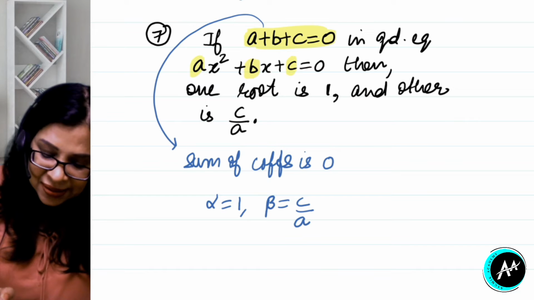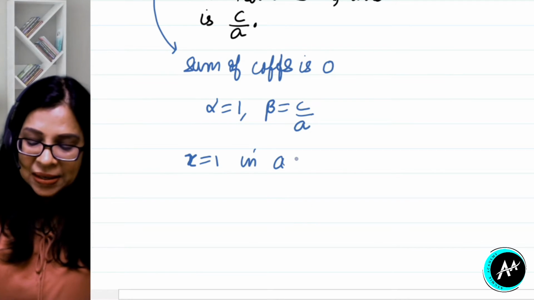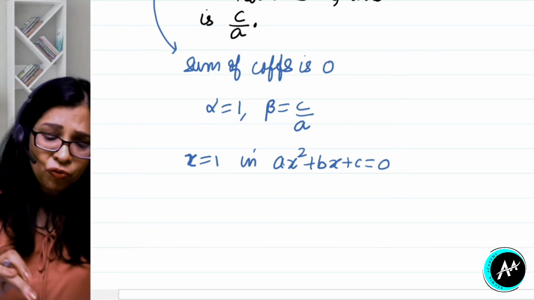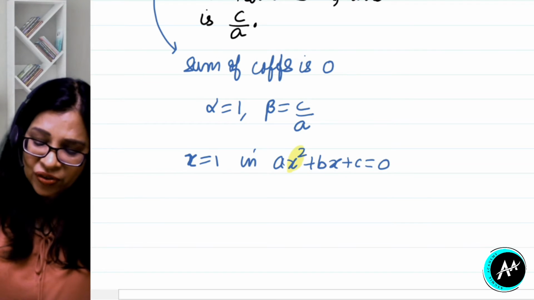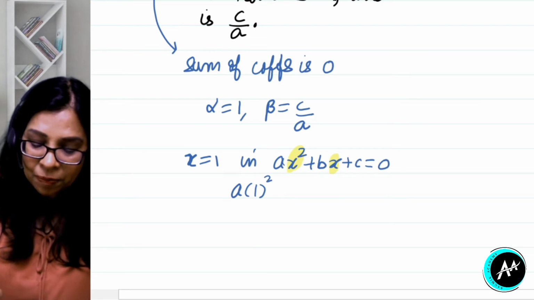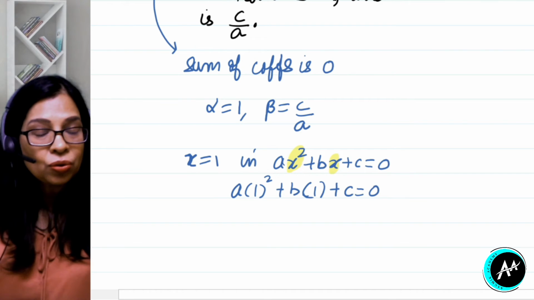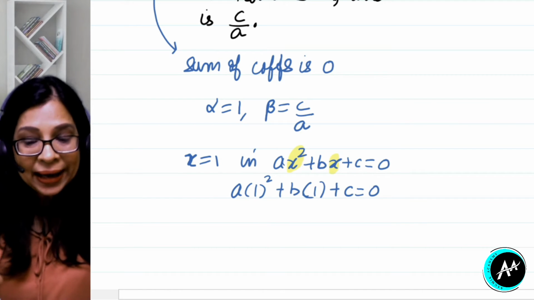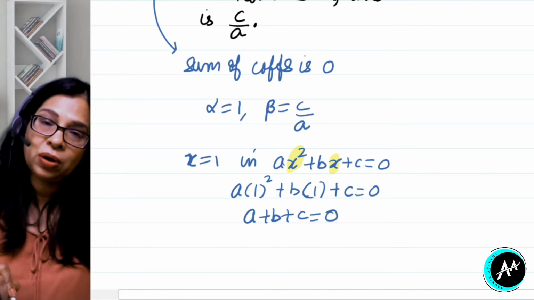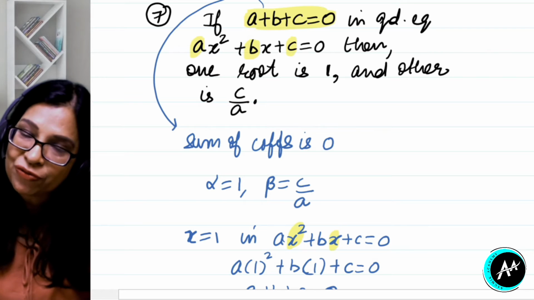If I put x equal to 1 in this, ax square plus bx plus c equal to 0, we are going to check whether 1 is a root or not. What do I get? Look here, in place of x we are going to put 1. So I am getting here a into 1 square plus b into 1 plus c equal to 0. So that means x equal to 1 will be a root if a plus b plus c is 0. That condition is given to us. So one root is definitely 1.